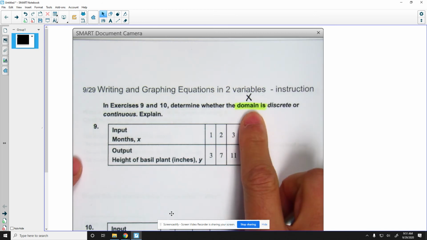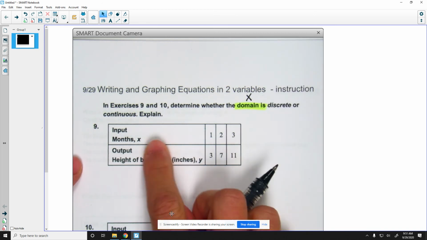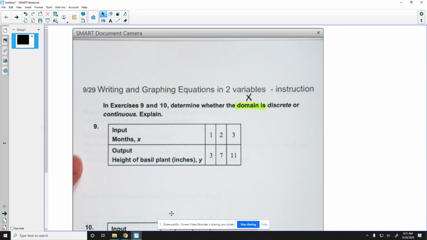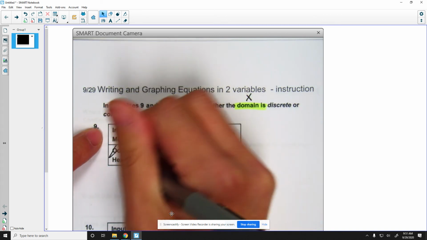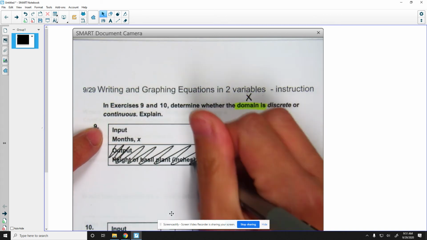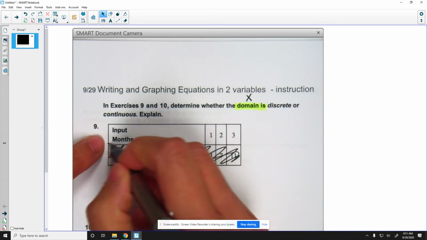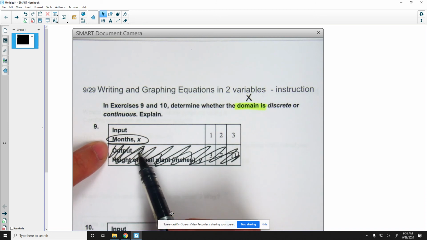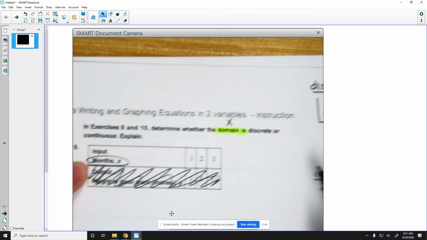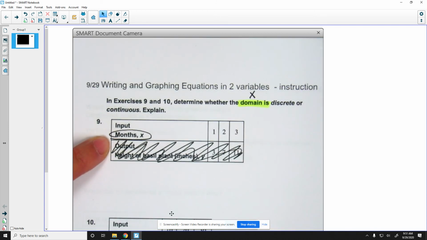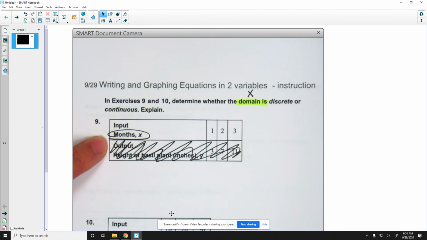So if I'm only thinking about the X's, am I thinking about the months or the height? The months, right? So I can cross this out. I don't even care about that. I just want to know if I were to graph this situation and months is on the bottom, could I have a fraction of a month? Can I have like 1.5 months? Yes, right? I could have a fraction of a month. I could have 2.6 months, right? I can break it up into fractions.